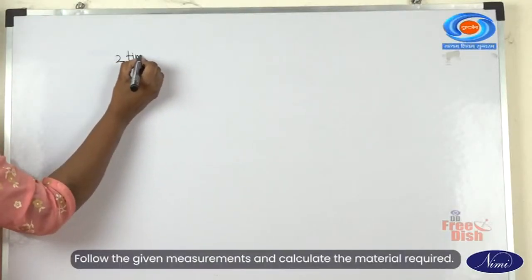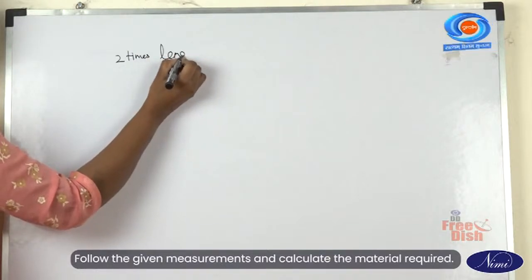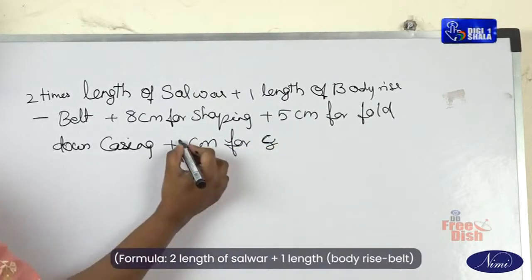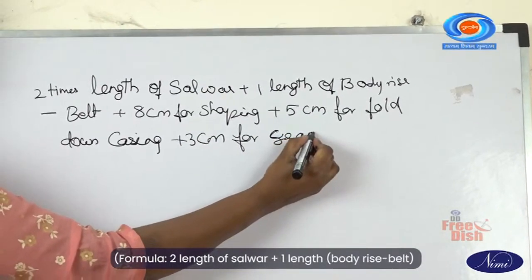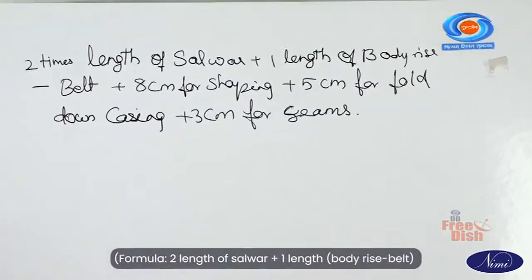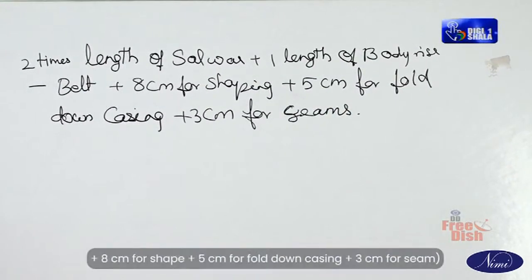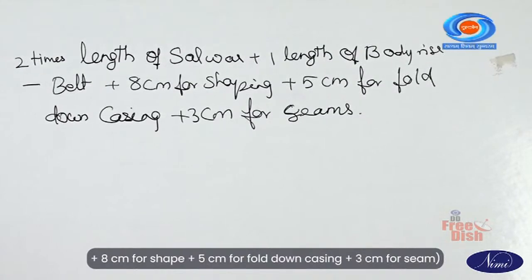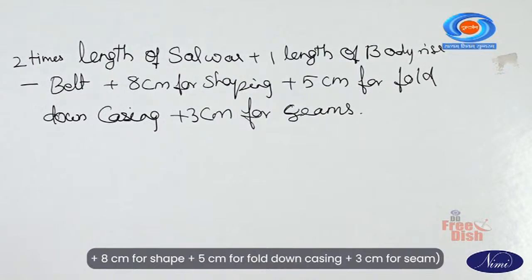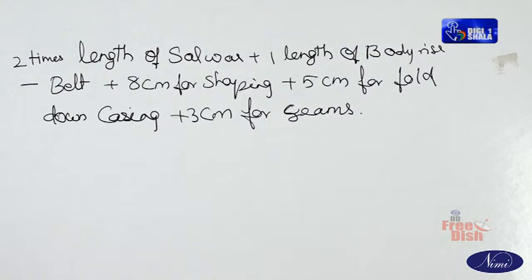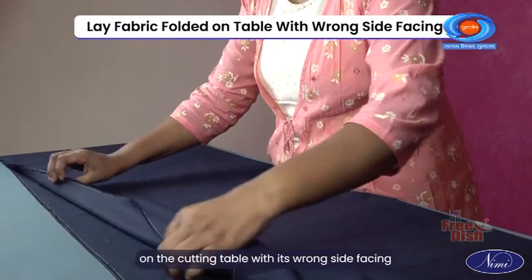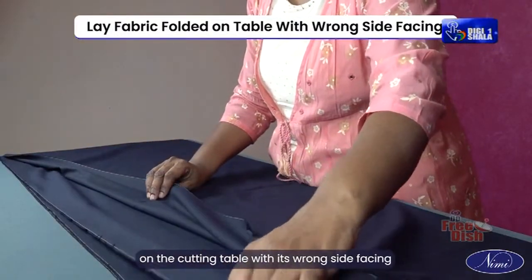Follow the given measurements and calculate the material required by using the formula 2 times the length of the salwar plus 1 length of the body rise minus belt plus 8 cm for shaping plus 5 cm for fold down casing plus 3 cm for seams. Lay the salwar fabric widthwise folded on the cutting table with its wrong side facing.